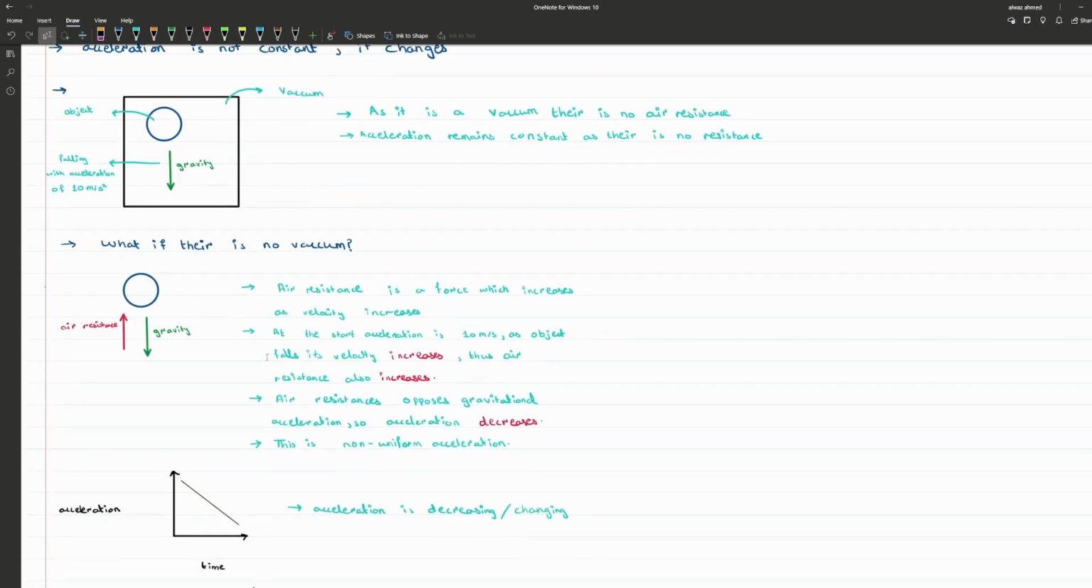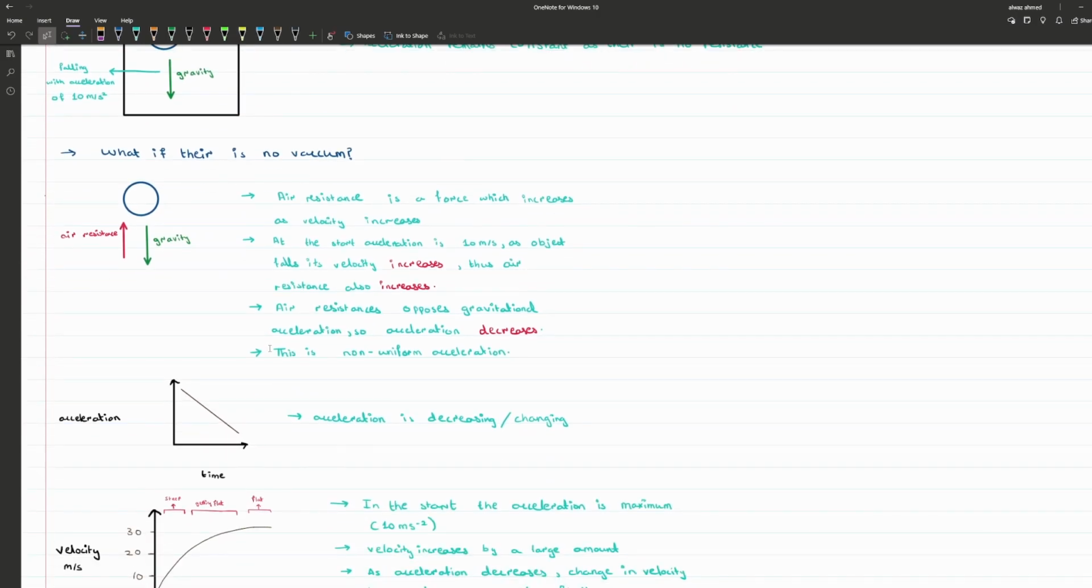Now what if there was no vacuum? What if there was air around? So in that case the air resistance is a force which is going to act upon the ball. Okay, it is a force which increases as the velocity increases.